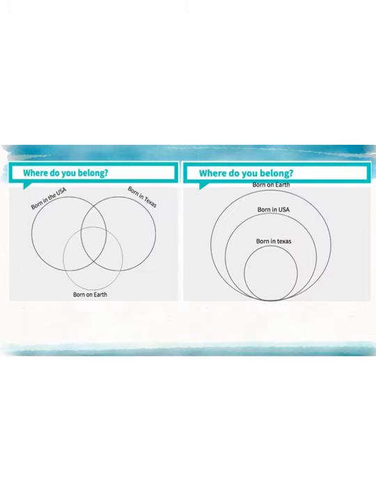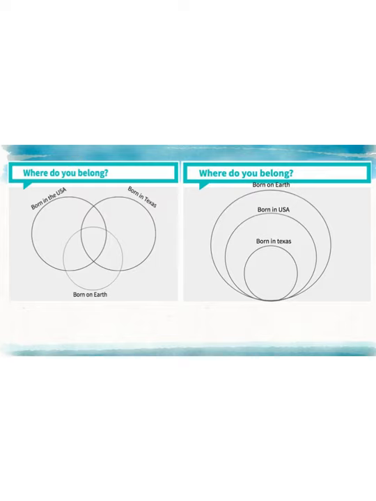Just like the traditional Venn diagram, there are also other Venn diagrams that you will see as well. Here are 2 examples. Now we're going to focus on where we belong. So there's 3 different circles: born in Texas, born in the USA, born on Earth.